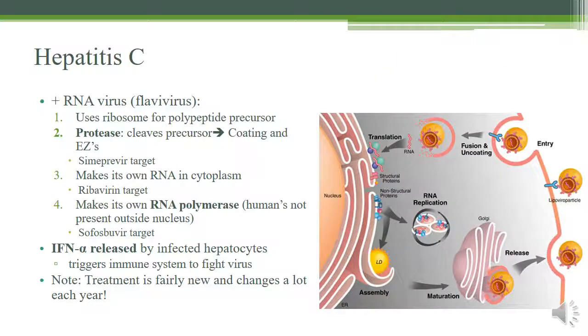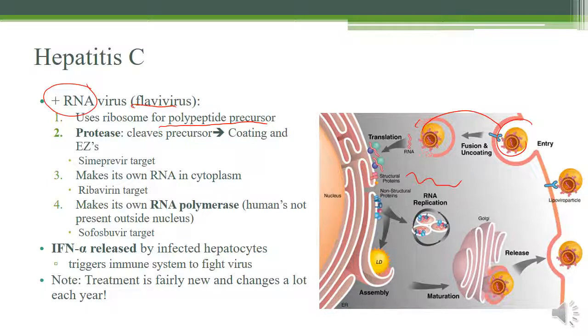Let's talk about hepatitis C. Hepatitis C is an RNA virus, more specifically a flavivirus, and that makes it a little bit different from the herpes viruses. What it means is that it can use our ribosomes to make polypeptide precursors. So the first couple of steps, entry and uncoating and whatever, are pretty much the same. But where it starts to change is that it can make a polypeptide precursor. So it makes these little polypeptides.